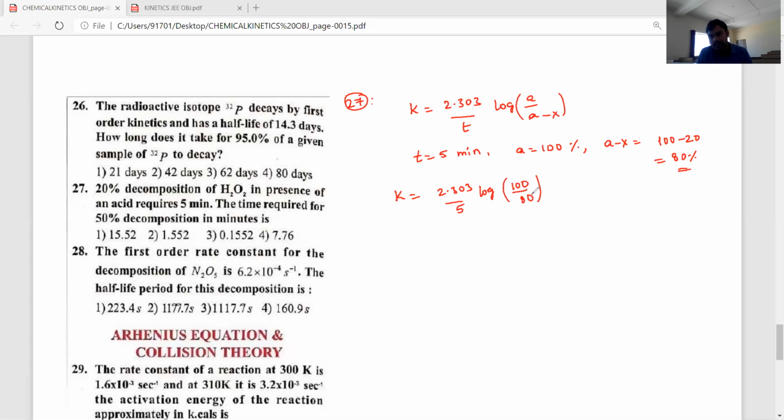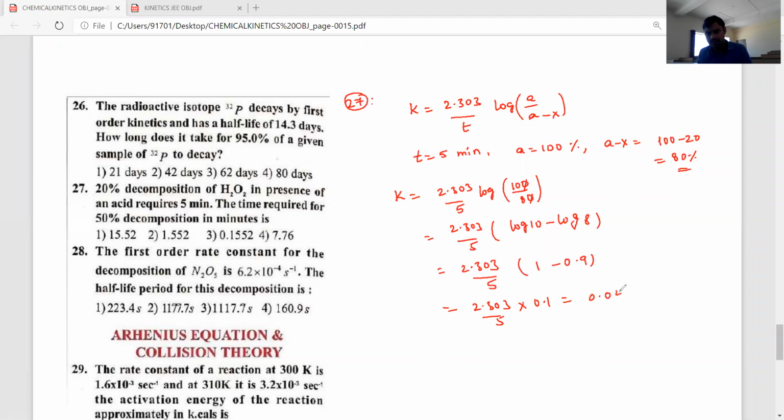100 by 80 is nothing but 10 by 8. So it is 2.303 by 5 into log 10 minus log 8. Log 8 value we know very well, that is 0.9. So approximately 2.303 by 5 into (log 10 value 1 minus 0.9), which is 2.303 by 5 into 0.1. On simplification, we are getting K value as 0.046 minute inverse.